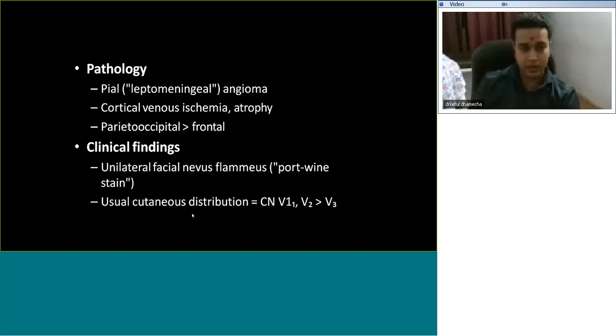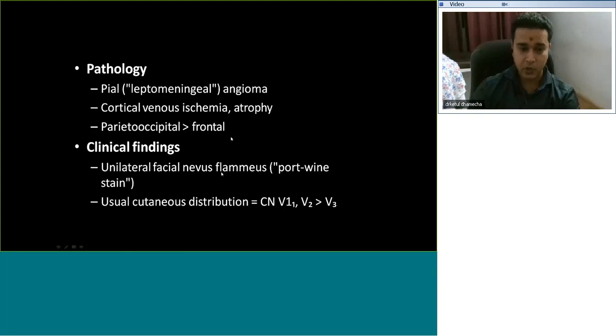So the pathology is pial leptomeningeal angiomas, cortical venous abnormality. They are actually abnormal primitive venous plexus which does not mature in time and then will give rise to significant, severe cortical ischemia, and that will lead to significant atrophy as well as calcification of the unilateral brain. So this is the basic pathology. Cortical venous ischemia, atrophy; the parieto-occipital regions are more involved than the frontal.